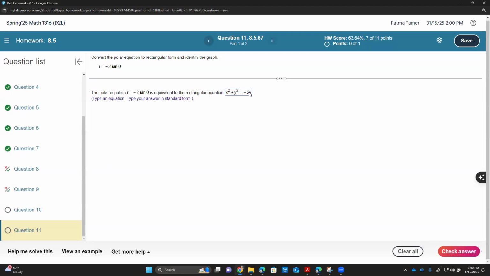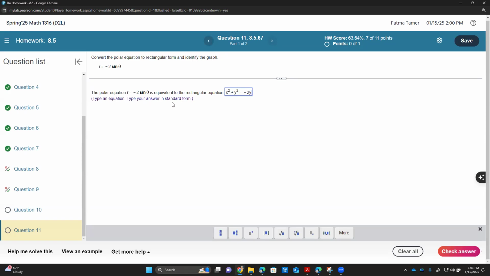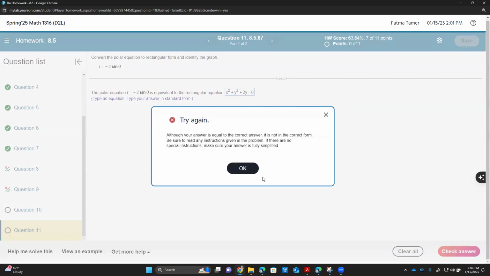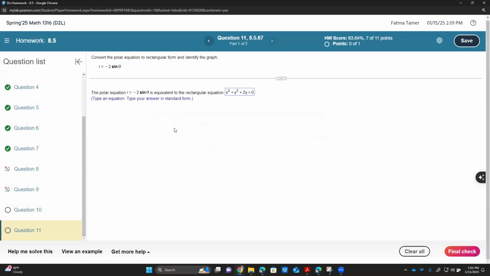See, they didn't like this. That means they probably want us to simplify this further. So I will just move plus 2y to the first side and then set my equation to 0 and then check my answer. Okay, your answer is equal to the correct answer, but it's not in the correct form. Be sure to read any instructions given in the problem. If there are no special instructions, make sure your answer is fully simplified. So we have everything right. Type an equation, type your answer in standard form.